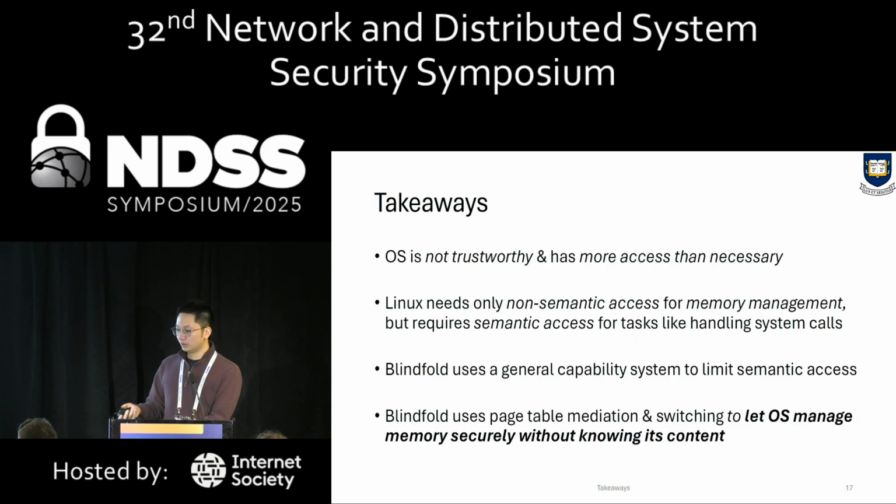So to summarize, we show that a traditional operating system like Linux is not trustworthy, and we classify all user space access into two categories: semantic and non-semantic access. Blindfold presents a general capability system to regulate operating system semantic access. It uses page table mediation and switching to allow the operating system to continue management without lowering its security. That's all. Thank you.